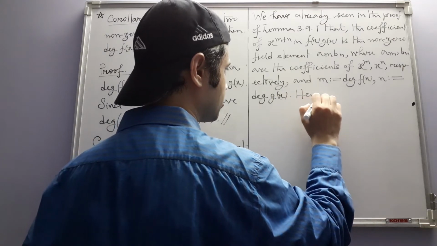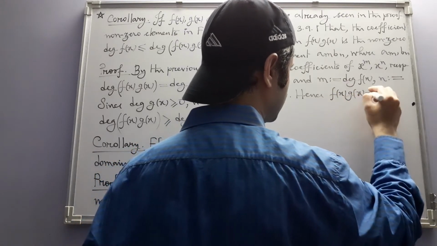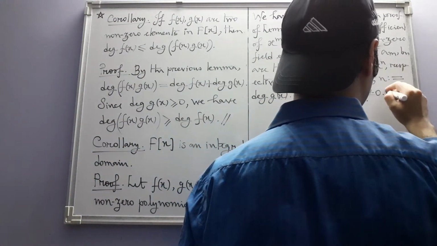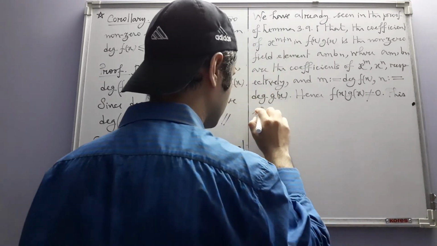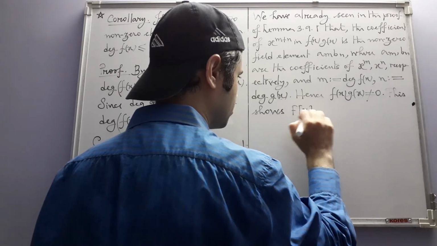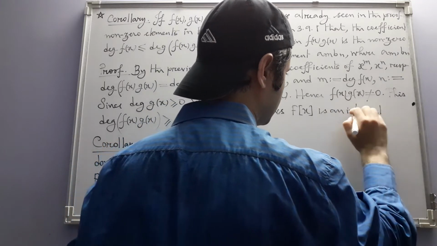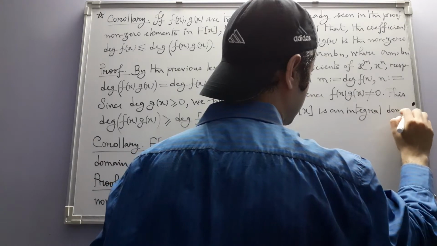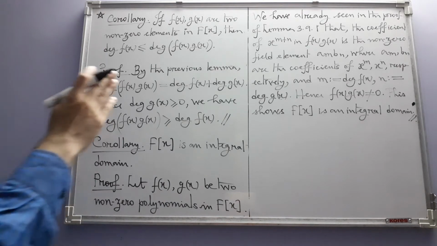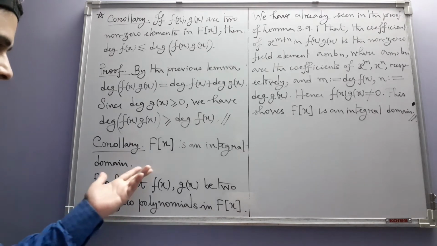Hence, f(x)g(x) is not equal to 0. This shows that this is an integral domain. So it's a corollary to the proof of lemma 391 rather than the lemma itself. Okay, so we have got the fact that F[x] is an integral domain.